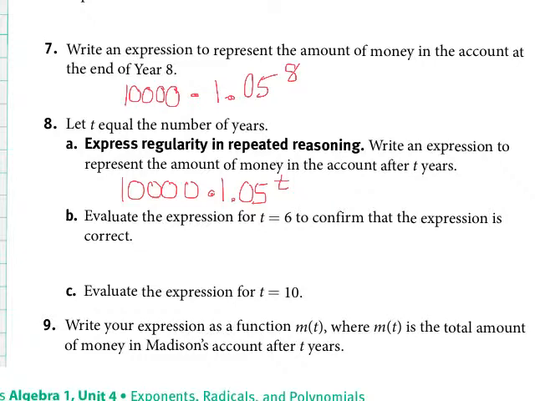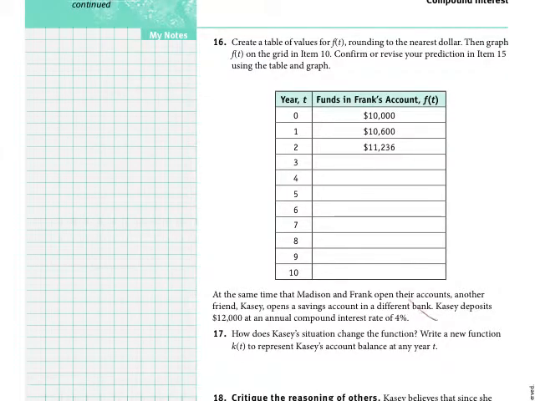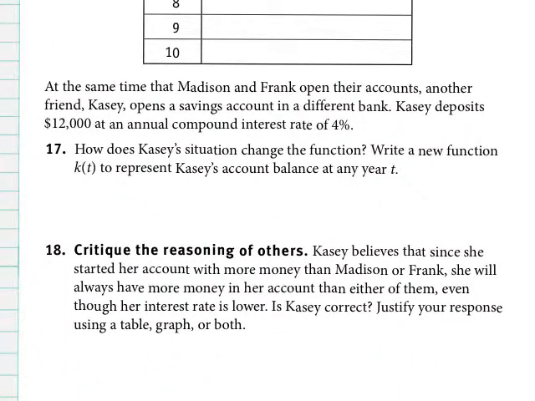All right, so now we're going to skip a whole bunch of stuff. Skip to the back page, and also skip 16. We're going on to 17. Right above 17, it says, at the same time that Madison opened her account, another friend, Casey, opens a savings account in a different bank. We skipped over Frank, so we don't need to worry about him. Casey deposits $12,000, so that's a little more than Madison, and her interest rate is 4%. Madison's was 5%, hers is 4%.